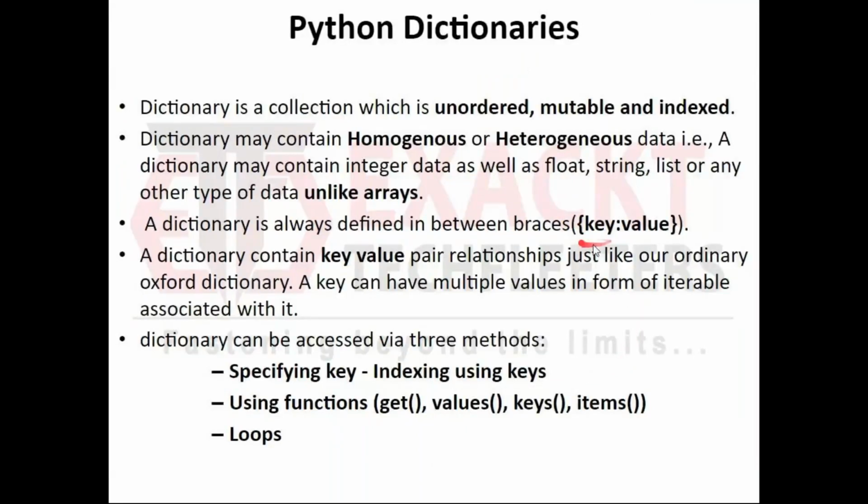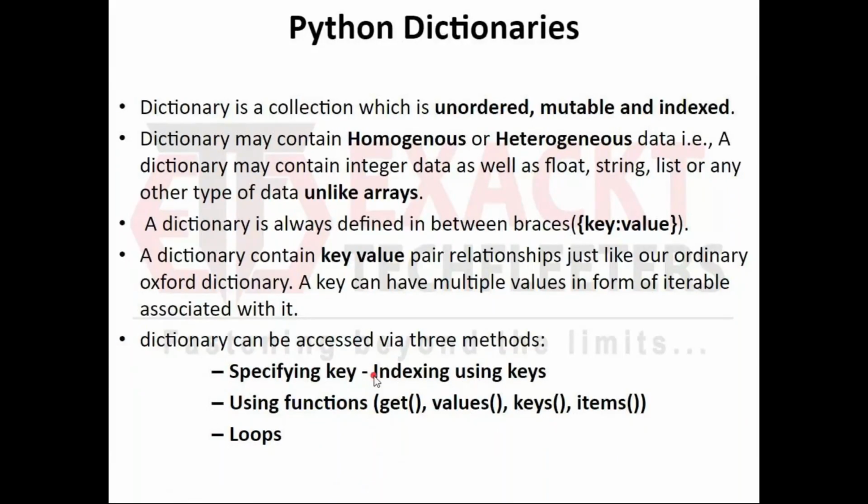Before dictionaries, we were using the index numbers, the position numbers, to access the values. But while using dictionaries, you have to specify keys as the indexing. That is the first method. The second method is to use functions like the get function, values function, keys function, and items function. These four functions are used to access the values from the dictionary. Obviously loops are also there, but we will see them after the data structures.